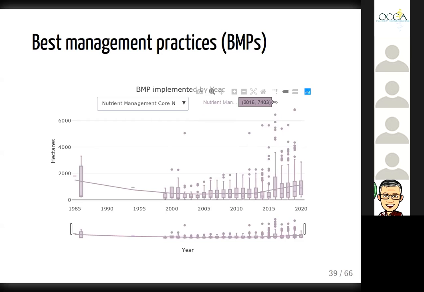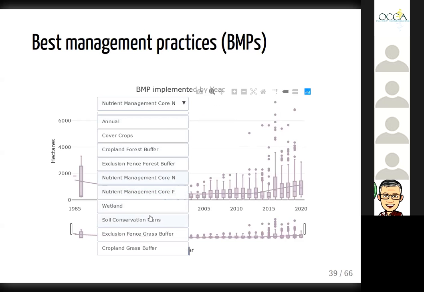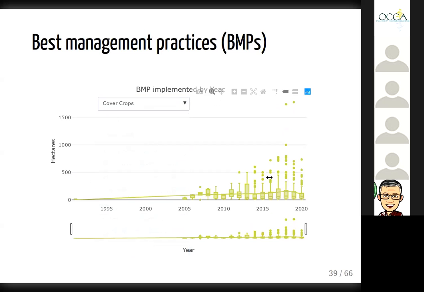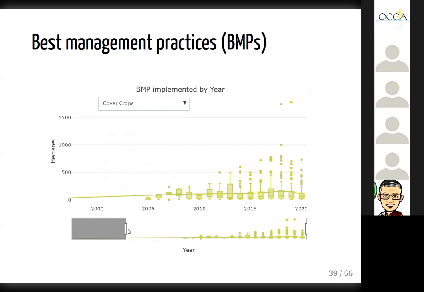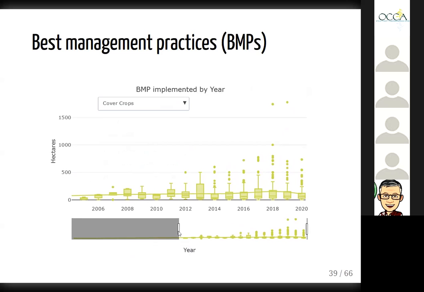So you have, in one of these Huc 10s, 7,000 hectares of implemented nutrient management plans for nitrogen. Just to look at cover crops at a much lower level. So now we can see it a little bit clearer. Past 2005 is when we really see any implementation, and it's been pretty steady after that.